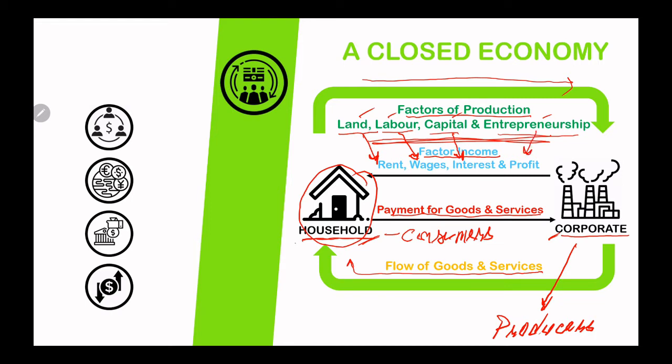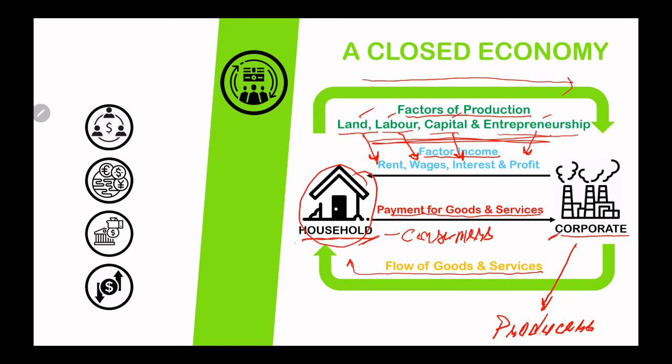So this is a circular flow of income and expenditure in a two sector economy. And you can observe here that there is no assumption of a government, there is no assumption of banks or capital markets, there is no assumption of any foreign sector. All right. So that is why this kind of economy is called a closed economy or a two sector economy.